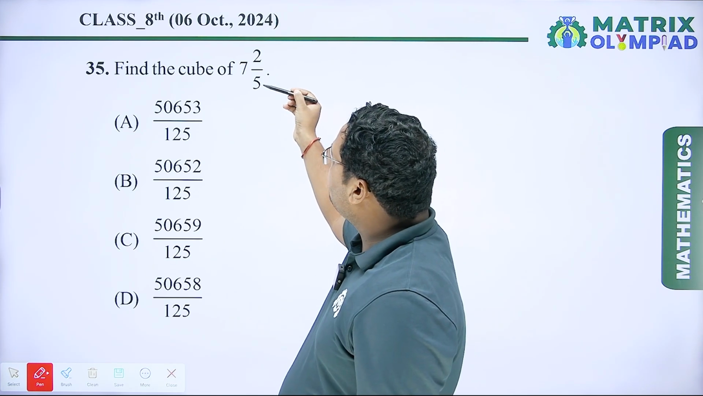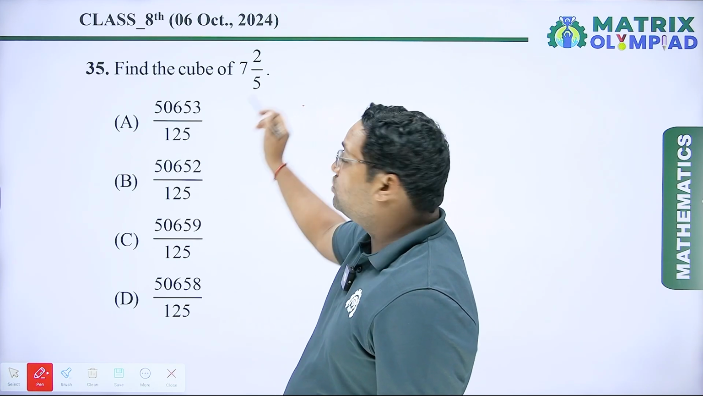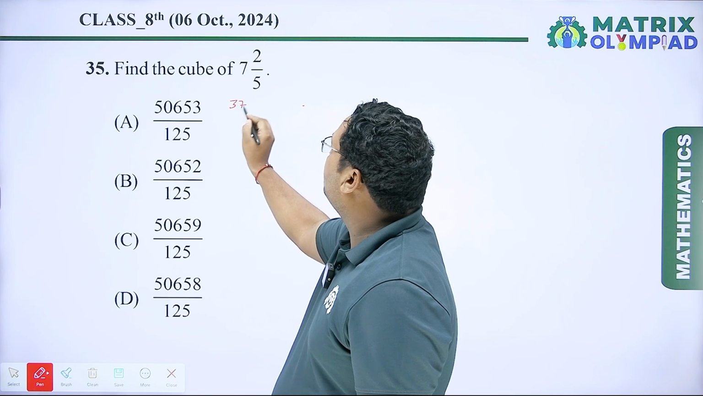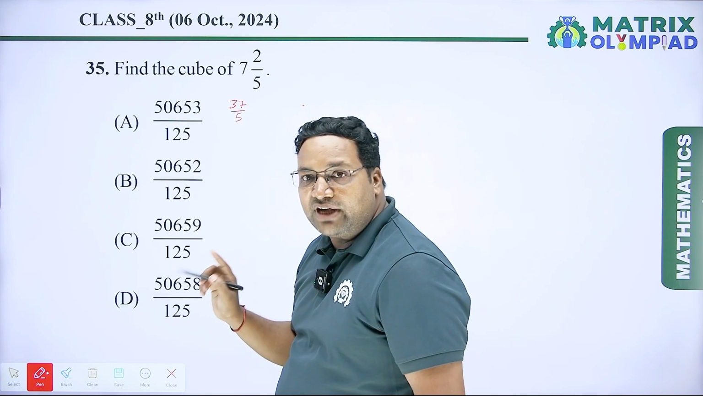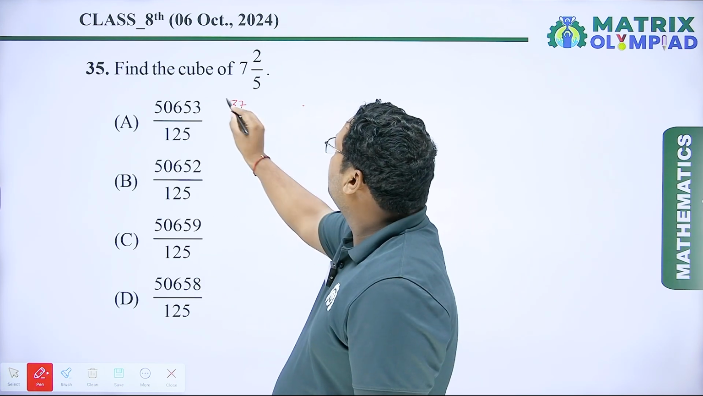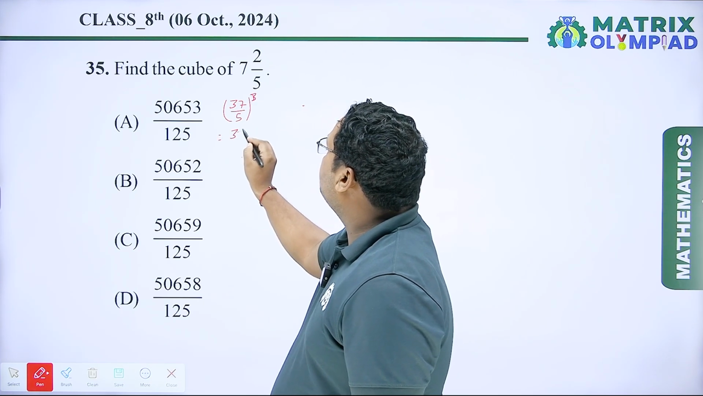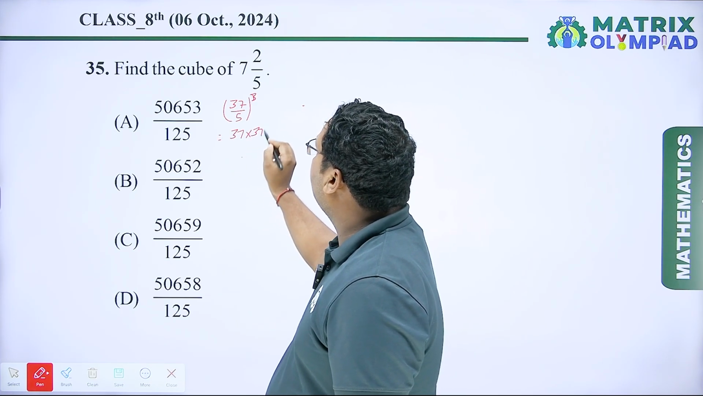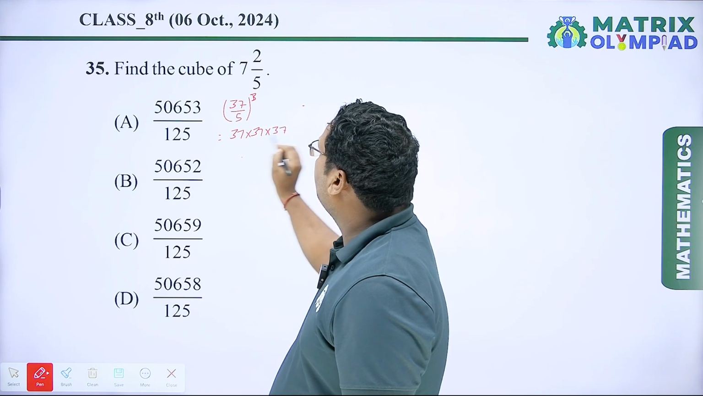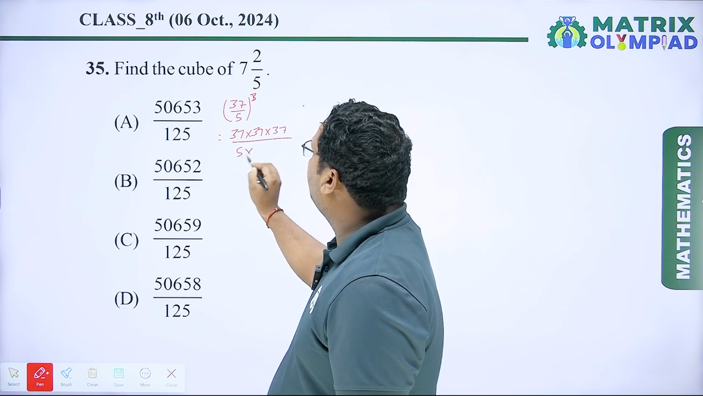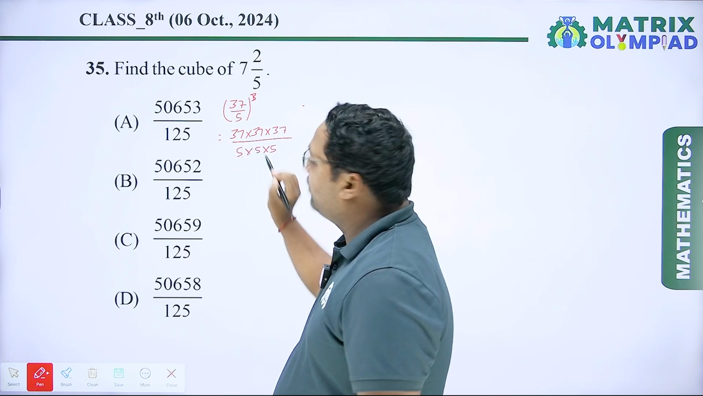So the improper fraction is 5 7s are 35, 35 plus 2 is 37. So it is 37 upon 5. Next we have to find the cube of this number. So let's calculate the cube of 37. So it is 37 into 37 into 37 upon 5 into 5 into 5.